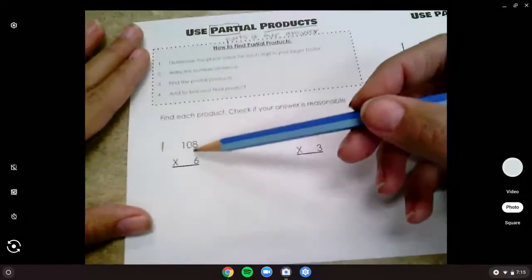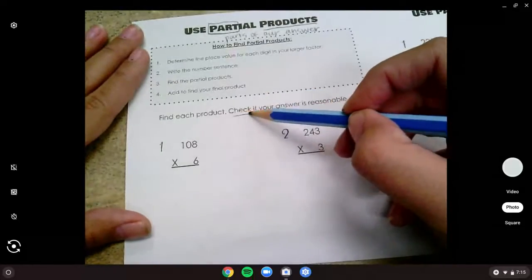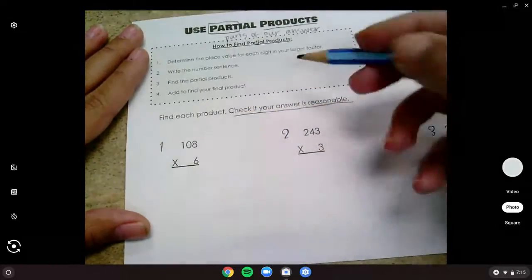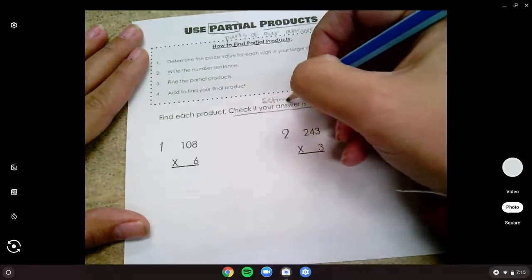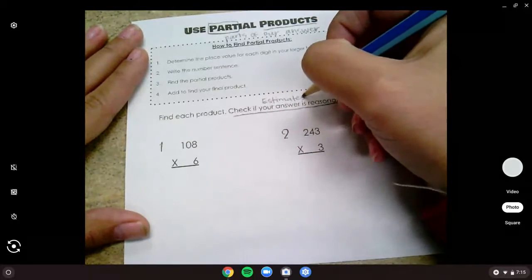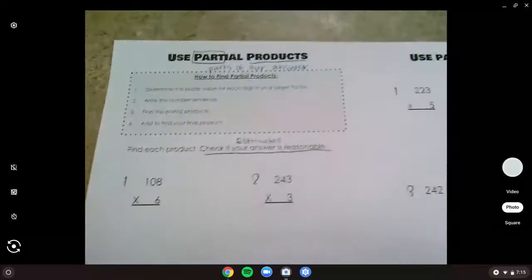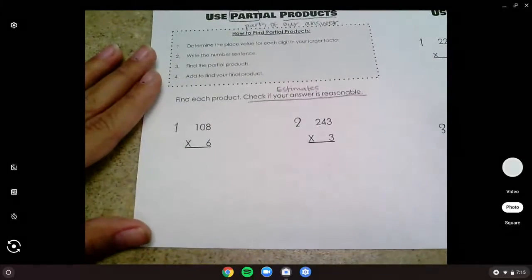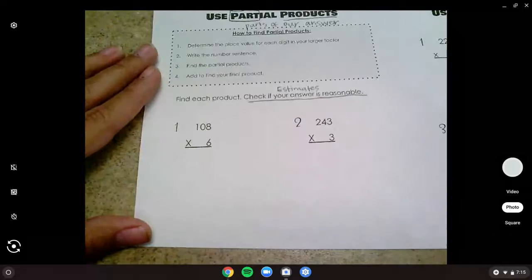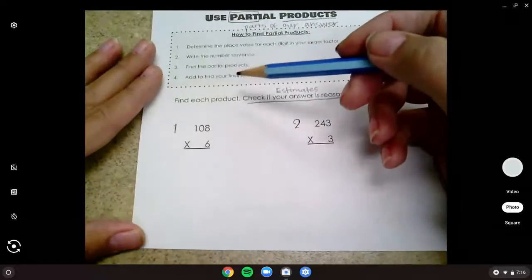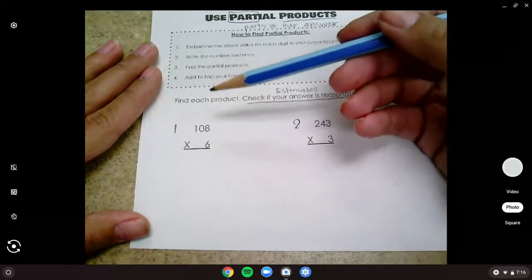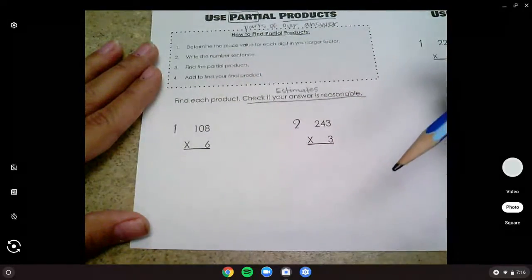And so what we need to do is find each product, but we also need to check if your answer is reasonable. To do this, we are going to use estimates, which we are getting so good at. So it should be fairly easy. All right, so numbers 1 and 2 we'll do together, and then 1, 2, 3, and 4 I'll have you do on your own. So for number 1, what I want to do first is find my answer, and then we will do our estimate.